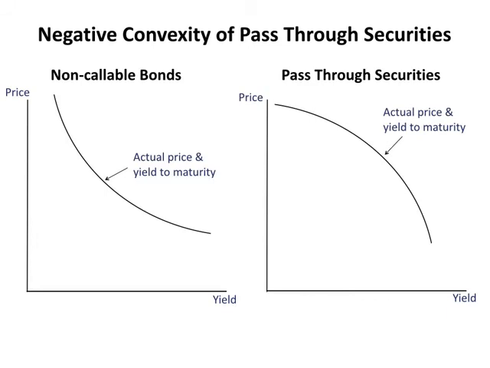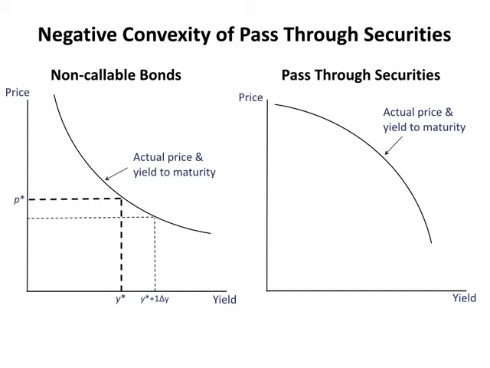Let's start with the left-hand diagram that reflects the price-yield trade-off on non-callable securities like treasuries. Non-callable securities exhibit positive convexity. Consider how prices of such securities react to an increase in yields. Given some price and yield at which a security is trading today, P star, Y star, what is the price impact of an increase in yield?